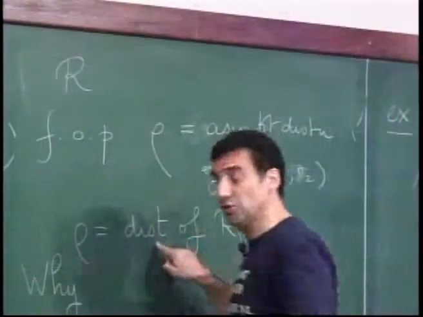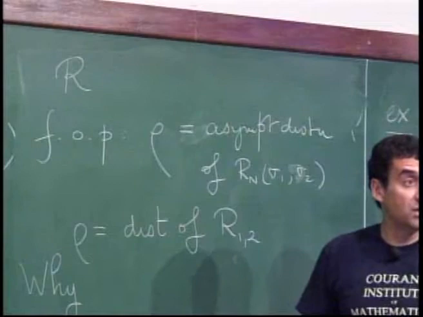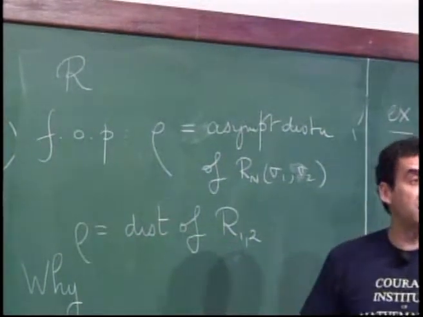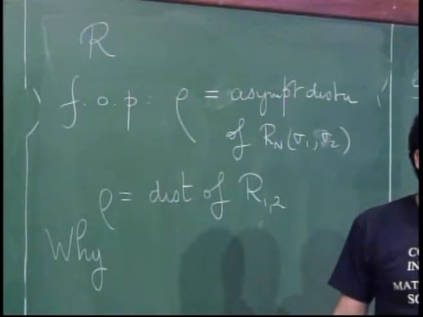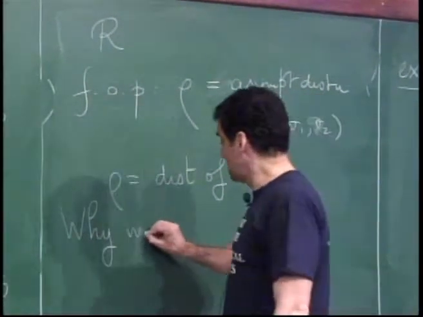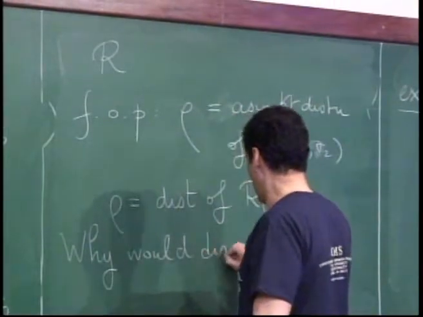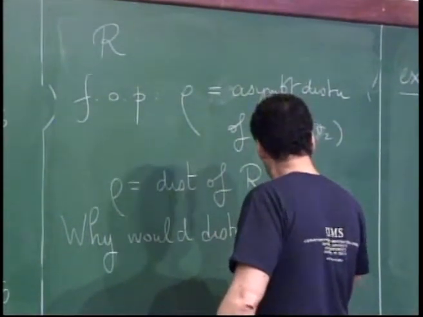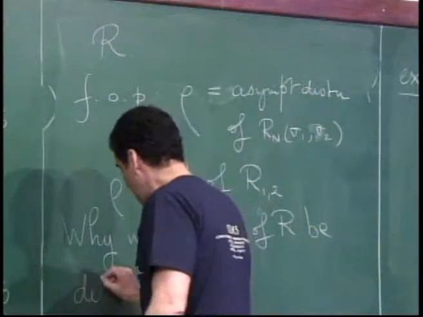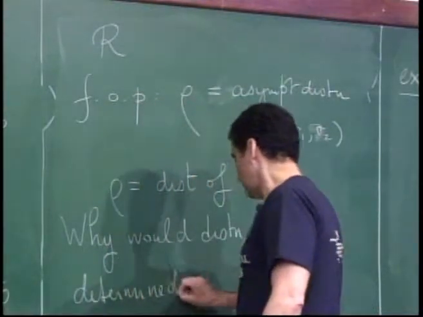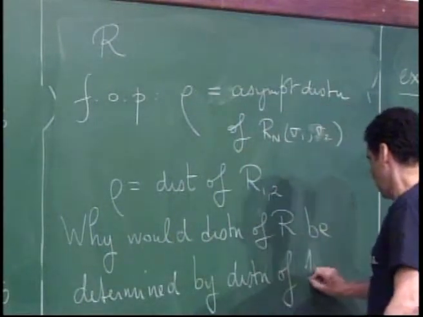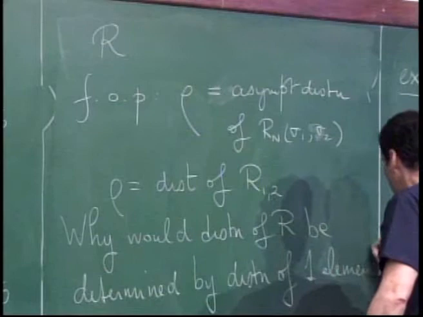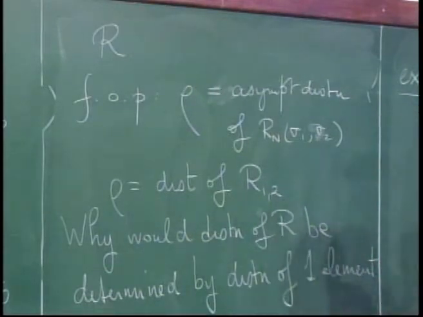and in this distribution, the model nu was encoded. Remember? Because this thing was the minimizer of the Parisi function, in which, of course, the model nu was. So why would the distribution of R be determined by the distribution of one element? And one non-diagonal element, of course. Okay? That's a serious question.